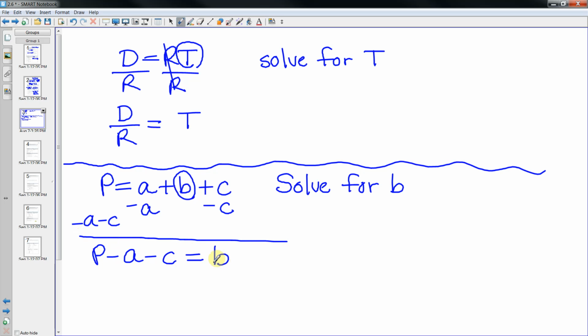And so those are the types of formula problems that you're going to see.